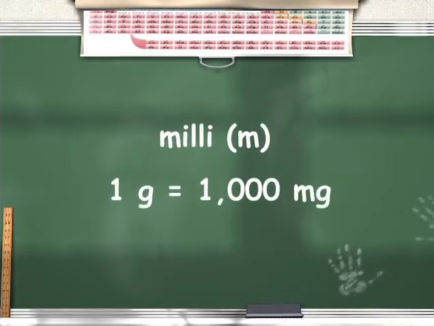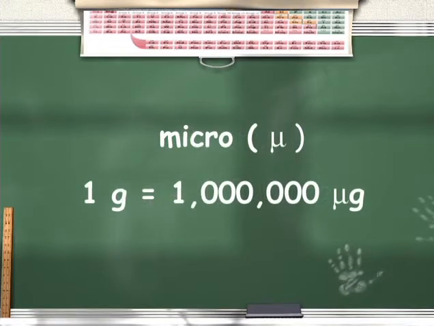Have you heard of a millipede, or 35 millimeter film? How about a milligram? Milli is abbreviated with a lowercase m, and 1 gram is equal to 1,000 milligrams. Finally, we have the prefix micro, which is abbreviated with the lowercase Greek letter mu. 1 gram is equal to 1 million micrograms.